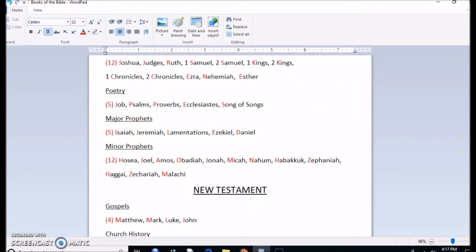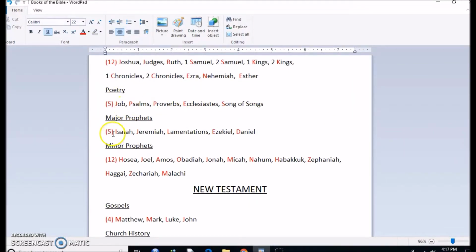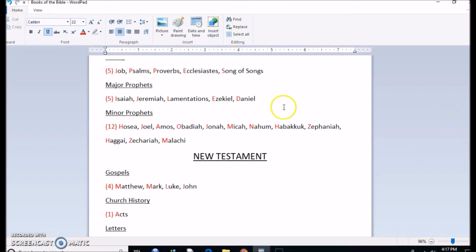Alright, the next category will be the major prophets. In the poetry category, we have 5 books, and in the major prophets we also have 5 books. So we have Isaiah, Jeremiah, Lamentations, Ezekiel, Daniel. Isaiah is the beginning of the major prophets, then Jeremiah, and then Lamentations is next, and Ezekiel and Daniel are next to each other.